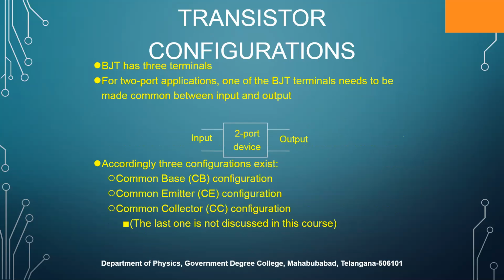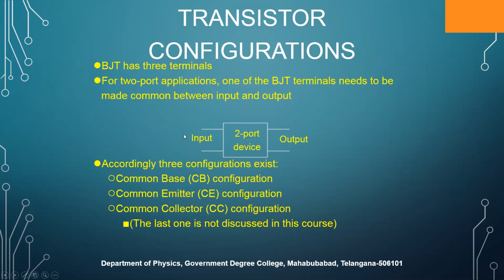So a BJT has 3 terminals. For 2 port applications, one of the BJT terminals needs to be made common between input and output. According to which terminal is common, we can arrive at 3 configurations: common base configuration, common emitter configuration, and common collector configuration.